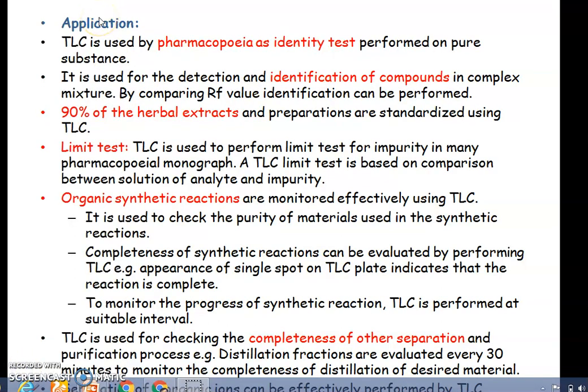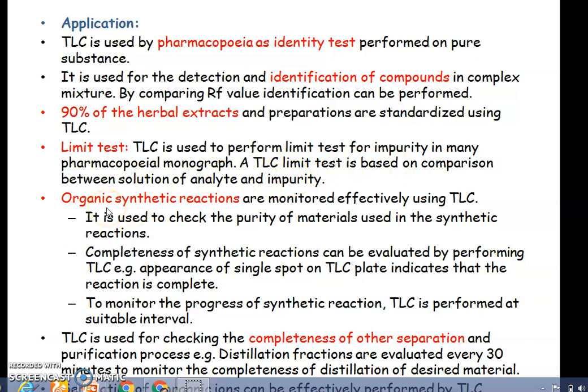Let's look at the applications of thin layer chromatography. TLC is used by pharmacopoeias as an identity test performed on pure substances. It is used for detection and identification of compounds in complex mixtures. By comparing Rf values, identification can be performed. 90% of herbal extracts and preparations are standardized using TLC. TLC is also used to perform limit tests for impurities in many pharmacopoeial monographs. A TLC limit test is based on comparison between solutions of analyte and impurity.